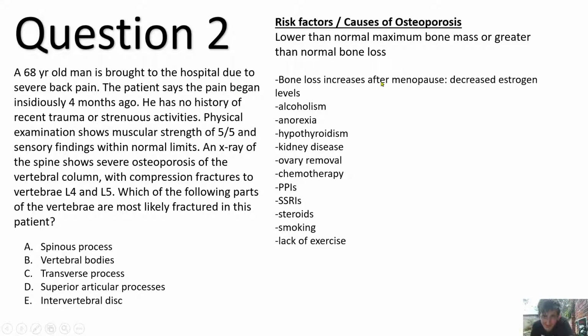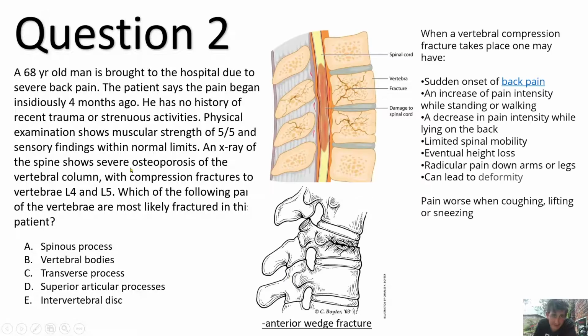What can cause osteoporosis? So, either lower than normal maximal bone mass or a greater than normal bone loss can lead to this. So we know that bone loss increases after menopause because estrogen levels will decrease, and that has some role to play with that. Alcoholism is not good. Anorexia, hypothyroidism, kidney disease, ovary removal, chemotherapy, proton pump inhibitors, SSRIs, steroids, smoking, and lack of exercise, right? So now we're getting to the good stuff.